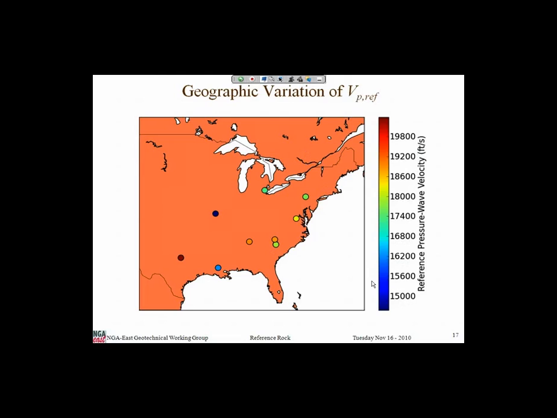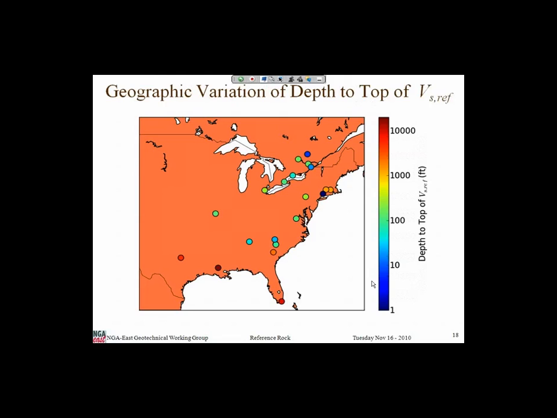Same thing with the P wave velocities. One could say, well, if you go a little bit east, it's a little bit different than further west. I don't think the data is sufficient to help us with that. But of course, this is all up to discussion today.